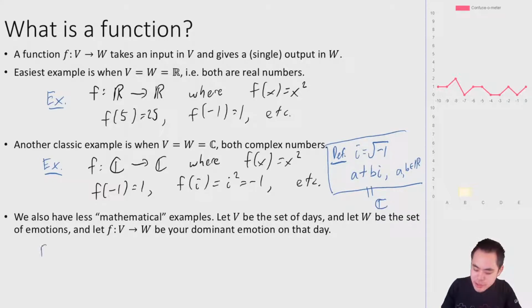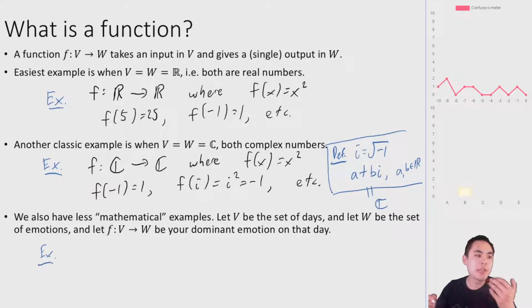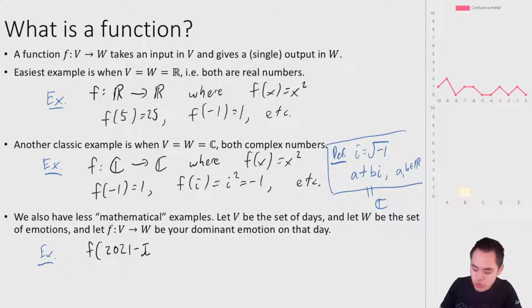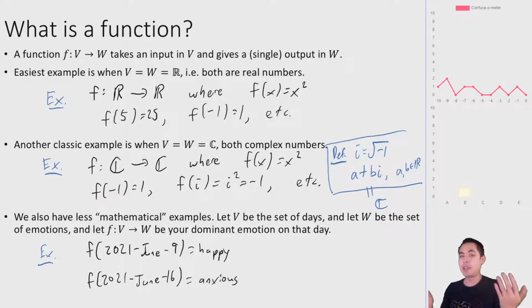But yeah, so let's give this last mathematical example though. Suppose we have a set of days and we have a set of emotions. So for example, maybe you're happy today. So f of 2021 June 9th equals happy for a particular person. And maybe f of 2021 June 16th, maybe you guys will be anxious next week because we have an upcoming quiz next week. But these are still functions. They map a particular something from one set into something from another set. So let's try that out.